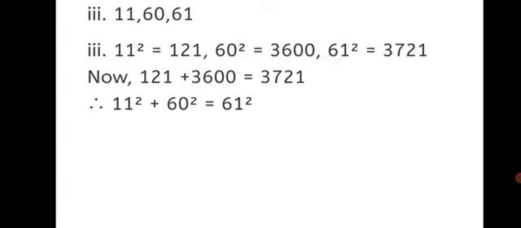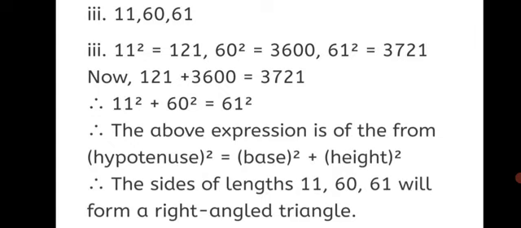Now a statement comes. The above expression, that is 11 square plus 60 square is equal to 61 square, is of the form hypotenuse square is equal to base square plus height square. Therefore, the sides of length 11, 60, 61 will form a right angle triangle.